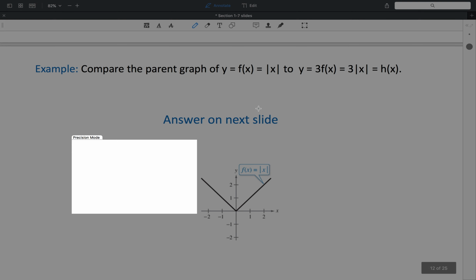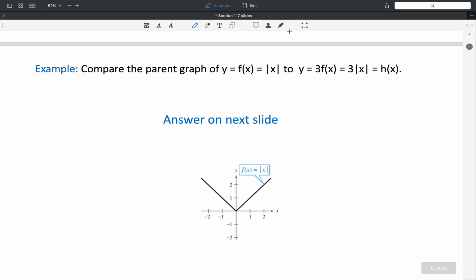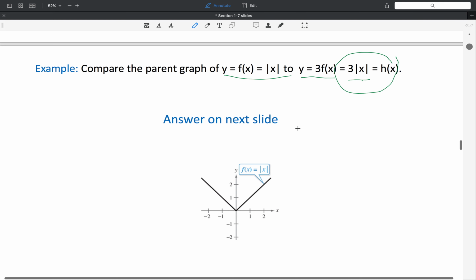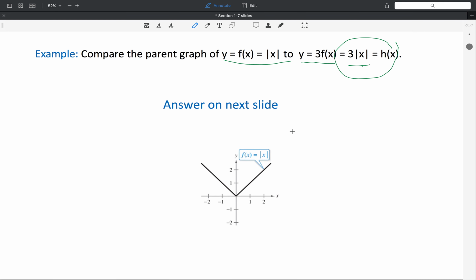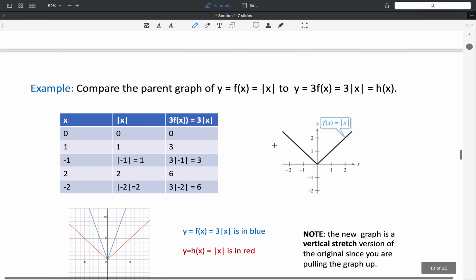Okay. So I'm going to take the absolute value parent function right here, and then I want to look at y equals 3 times absolute value of x, which is 3|x|. I'm going to call that h of x since it's a new function. So that's my absolute value. I want you to pause, try to work this out, and then join me on the next slide. I used a table of values, but I'll let you think about how you want to do it. I'll see you on the other side.